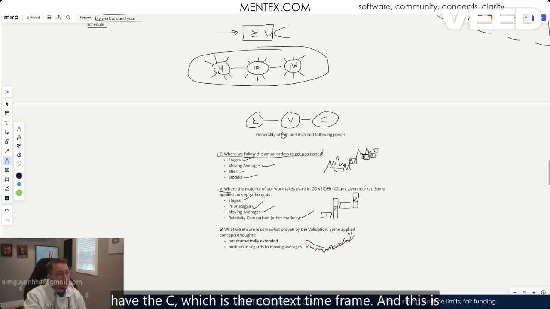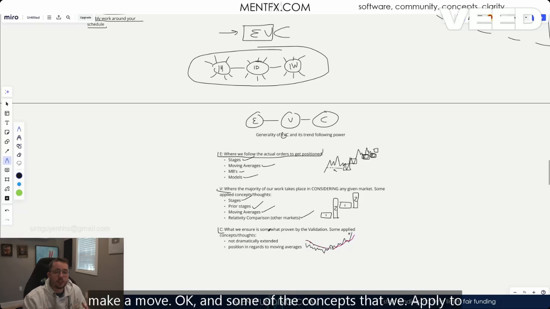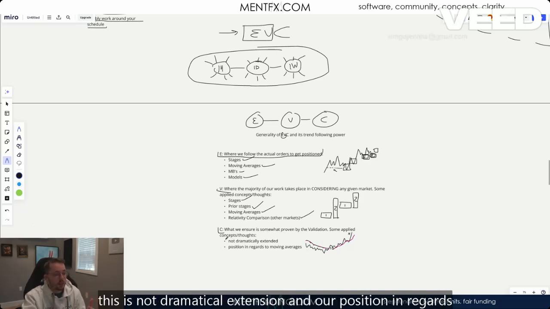And then you have the C, which is the context time frame. And this is where we basically, on a higher time frame, want to ensure that there is proof that price can still continue to make a move. And some of the concepts that we actually apply to this are not dramatic extension and our position in regards to the moving average. I actually think I had another one. So hopefully, I lost it.